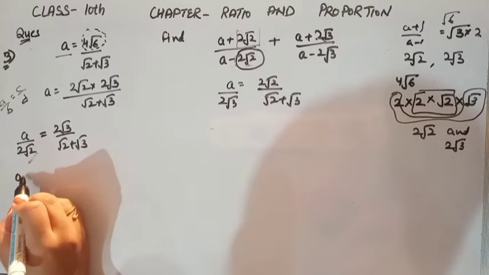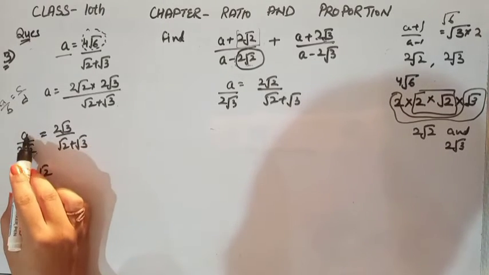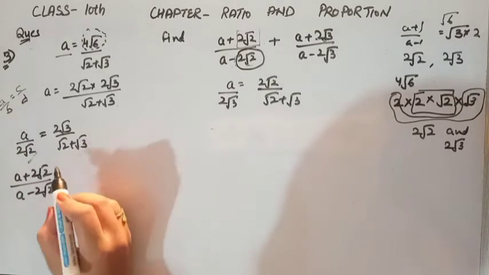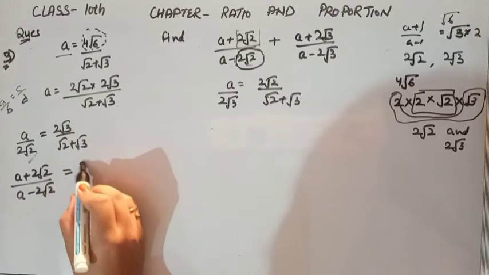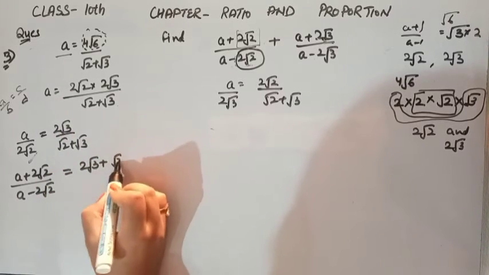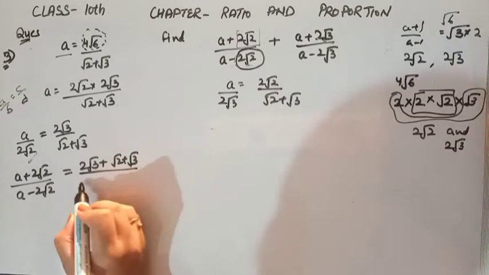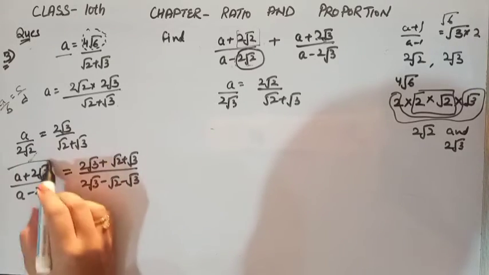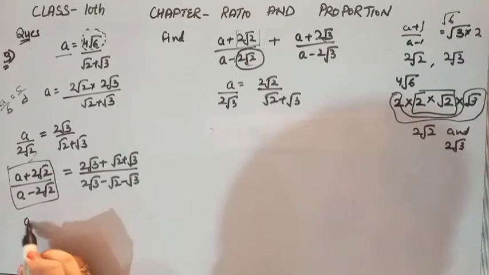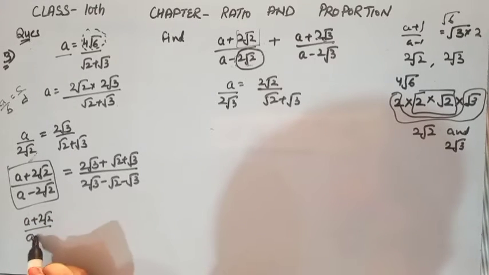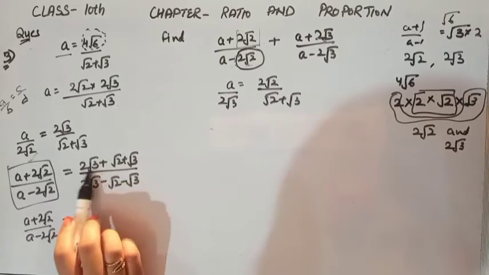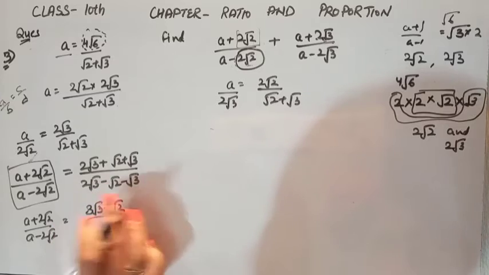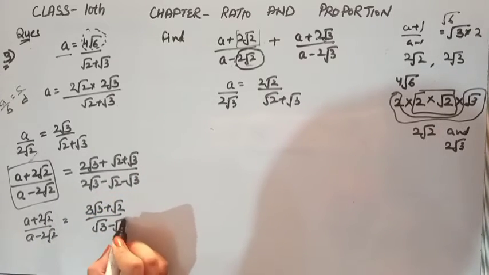What will happen? A plus 2 root 2, numerator plus denominator, upon numerator minus denominator, is equal to numerator plus denominator upon numerator minus denominator. So this is the first equation we needed. So let us just find its value. 2 root 3 and 1 root 3 becomes 3 root 3 plus root 2, and if we subtract it will become root 3 minus root 2.